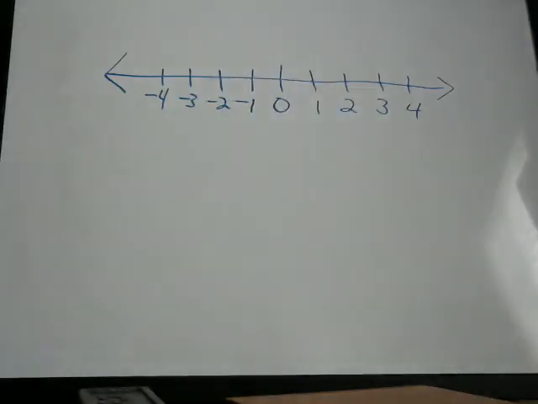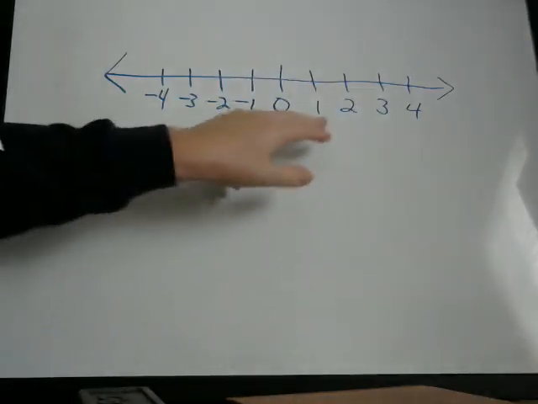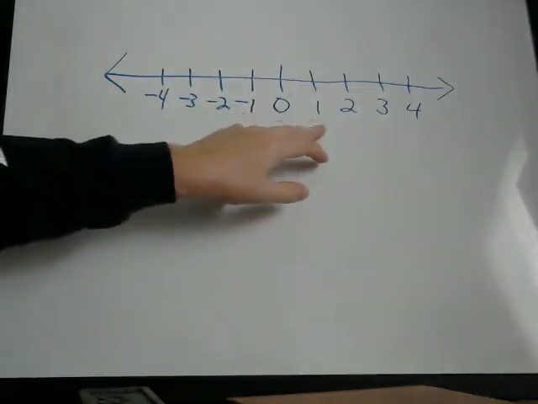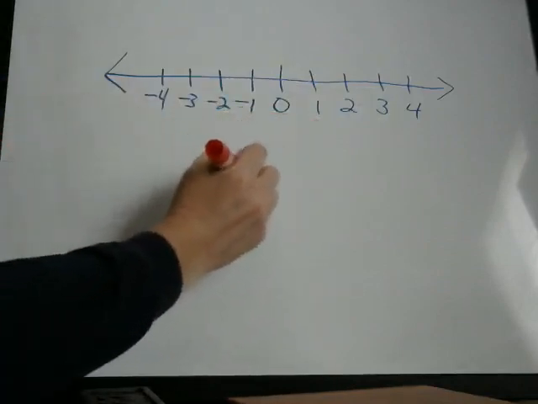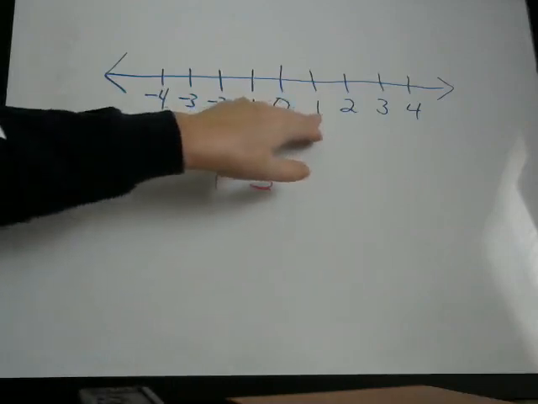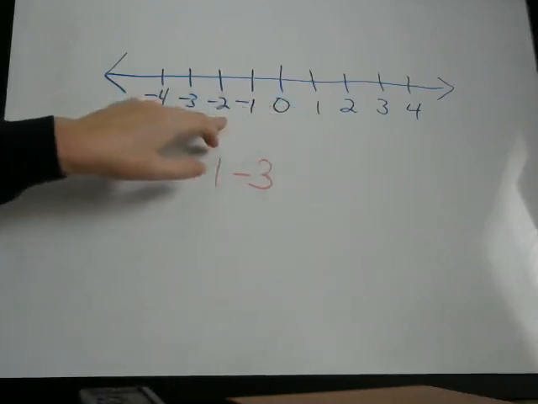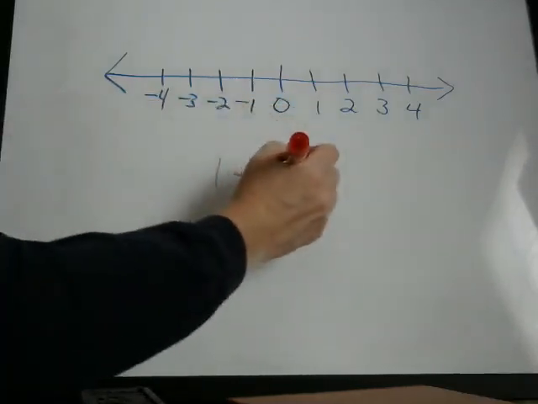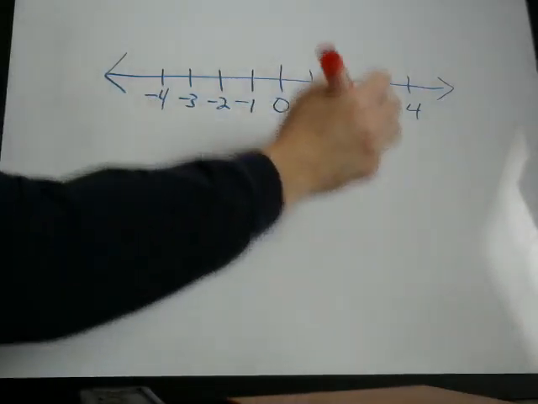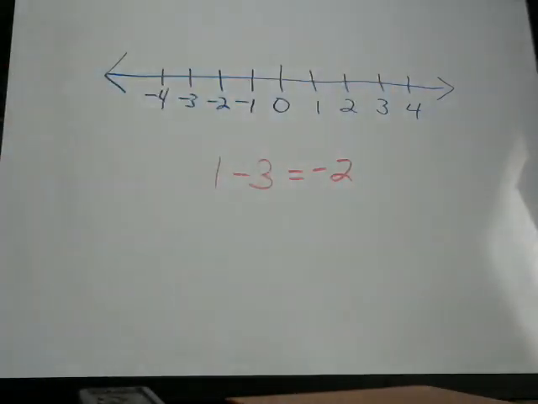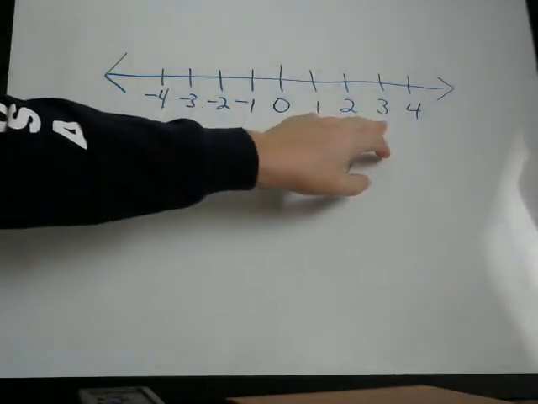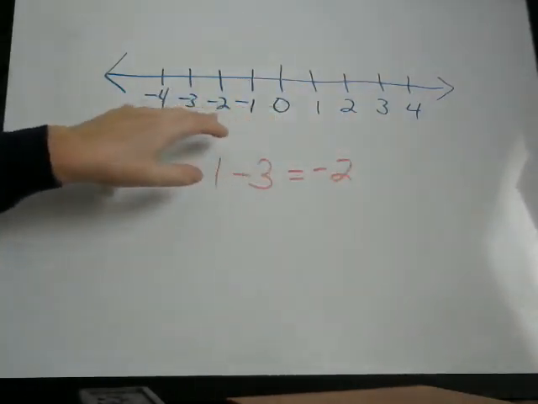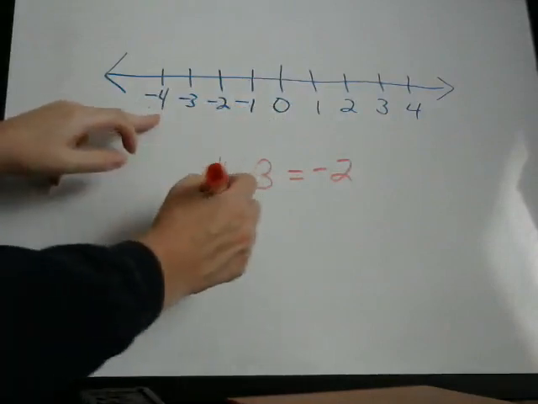If we are at 1, but we're going to subtract 3. When you subtract, you go to the left-hand side. So if we have 1 minus 3, we're just going to go to the left. 1, 2, 3. And we're at negative 2. Similarly, if we are at 3 and we subtract 7, 1, 2, 3, 4, 5, 6, 7, we end up at negative 4.